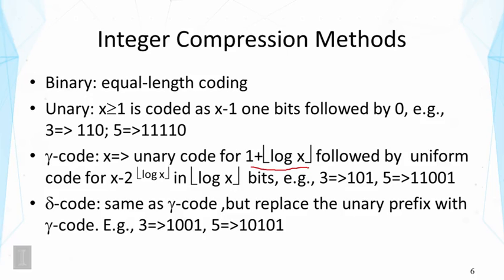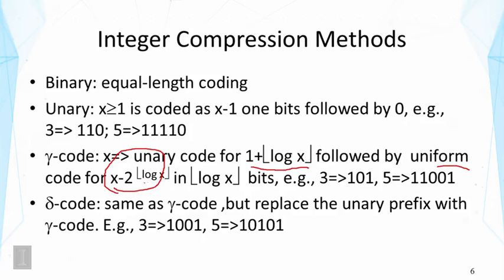So we'll first have the unary code for coding this 1 plus the floor of log of x. And this will be followed by a uniform code or binary code. The uniform code and binary code are the same. And we're going to use this code to code the remaining part of the value of x, which is precisely x minus 2 to the floor of log of x.